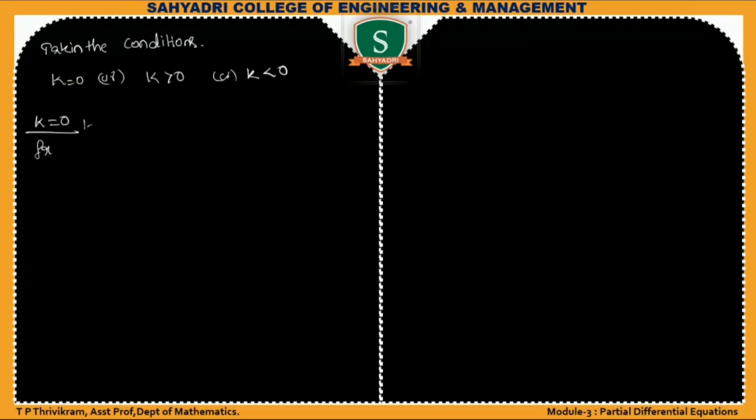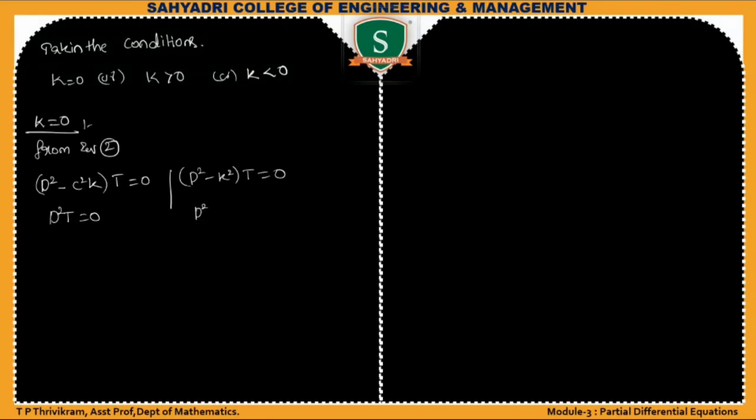So from equation 2, what we'll get is (D square minus c square k) t is equal to 0, and (D square minus k) x is equal to 0. If you substitute k equal to 0, D square t is equal to 0, and here D square x equal to 0.